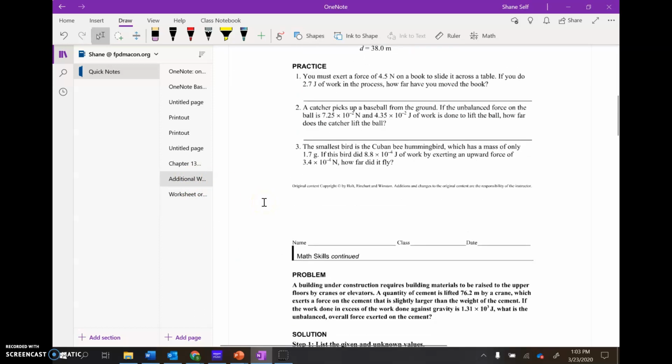All right, number one, you must exert a force of 4.5 newtons on a book to slide it across the table. If you do 2.7 joules of work in the process, how far have you moved the book? What are they asking for? All right, how far? That is a distance. So distance is equal to work divided by force.